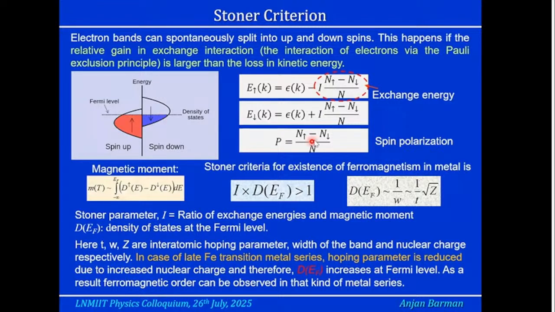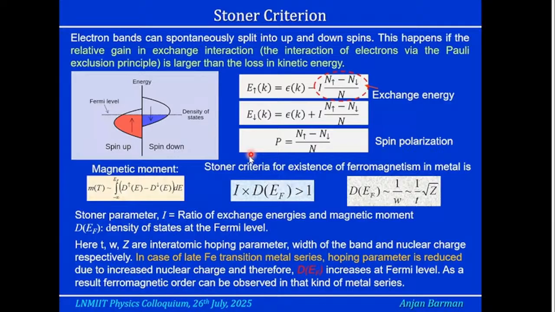And (n up minus n down) by n is called the spin polarization. So basically the net up spin or down spin that you have in this system divided by n. A system with 100% spin polarization means you have basically all spins up and no spin down. That is very difficult to achieve, but it's possible in certain materials. But anyway, you come to the Stoner criterion.